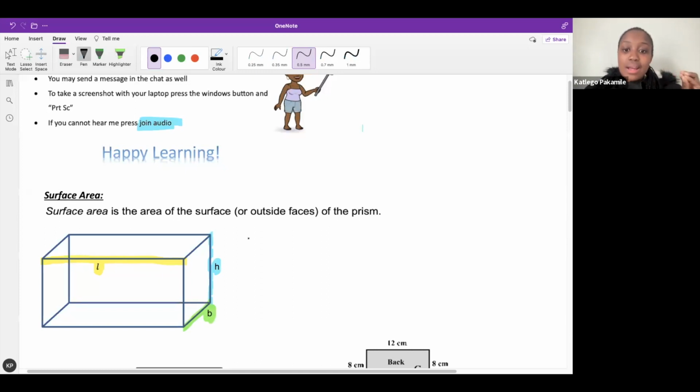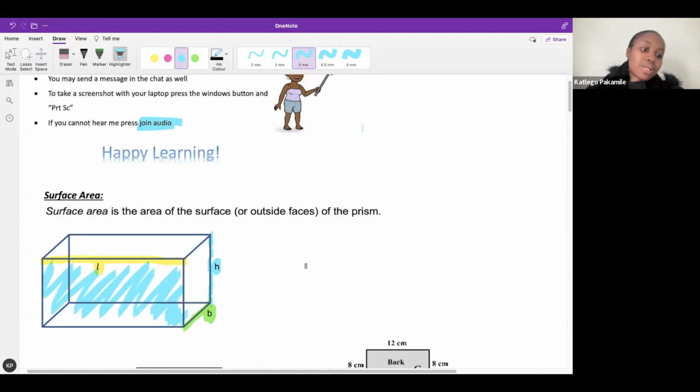The area of the rectangle in front. So this one over here. What would I say it is? Thank you, Robin. It is length, because the longest side of the front one is length, right? And the shorter side is height. Do you see that, guys?